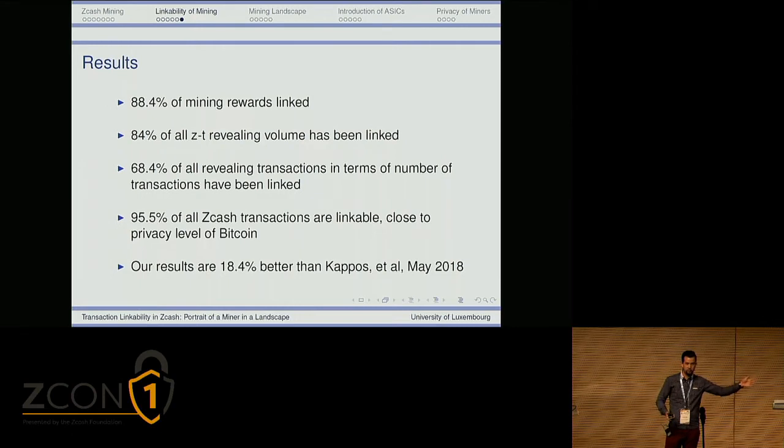are not used in a wide manner. And also, I know there has been already work on this topic, but our results in terms of revealing volume are almost 20% better than the earlier results.